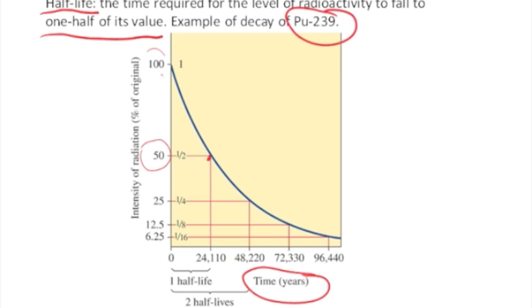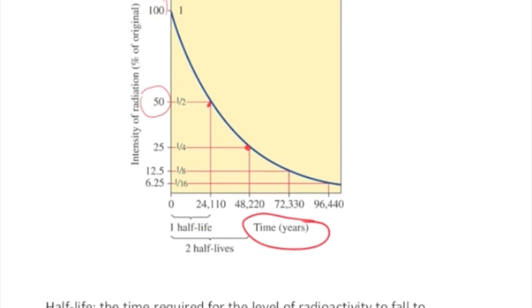So that means if you start with, say, 100 atoms, in 24,110 years, you'll end up with 50 atoms. And then the next half-life would be another 24,110 years. That would get you up to 48,220 years before you have, again, half remaining. So 1/2 times 1/2 is 1/4. And then half of that again, 1/2 times 1/4, would be 1/8 remaining, about 12.5%, all the way out at 72,000 years. So you can see that the curve looks the same, but the time scale is different, and the rates are most widely expressed in terms of half-lives.